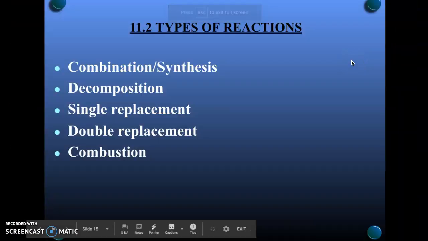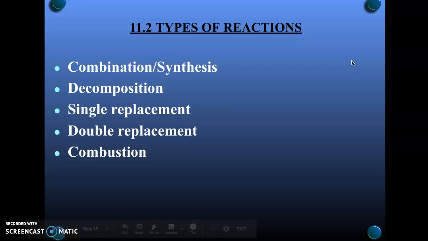Hello, this is Mr. Anksman, and this is going to be your first part of the section 11.2 notes on types of reactions. So today we're going to cover combination and synthesis reactions, and we'll also cover decomposition. These other three we'll leave to a later date.